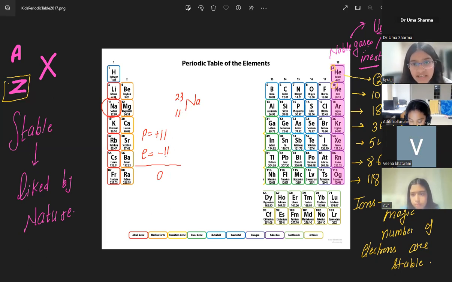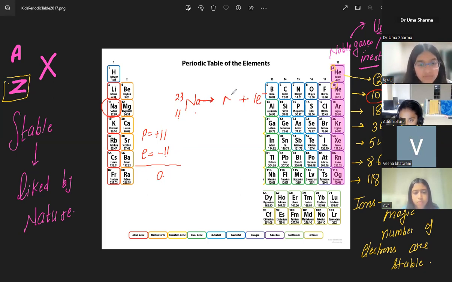Now, what is the magic number closest to this 11? 11 electrons. What is the magic number? 2, 10, 18. Which one? 10. So how can I achieve this 10? By losing one electron or by gaining some electrons? By losing one. Minus 1. By losing one. Let's take out one electron from this sodium. Out. This is out. See the arrow? This is neutral, no charge. Now one electron is out.